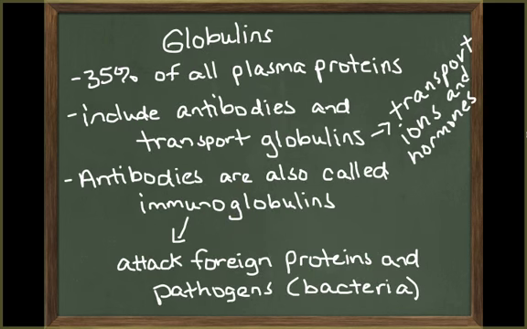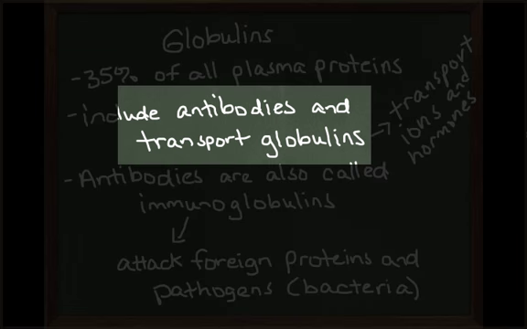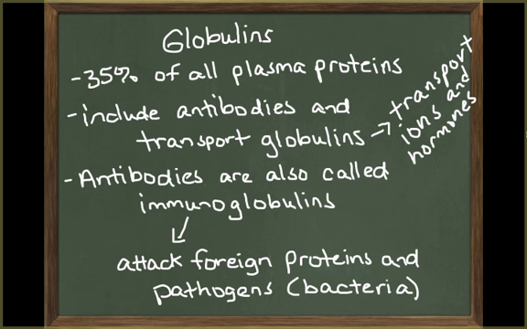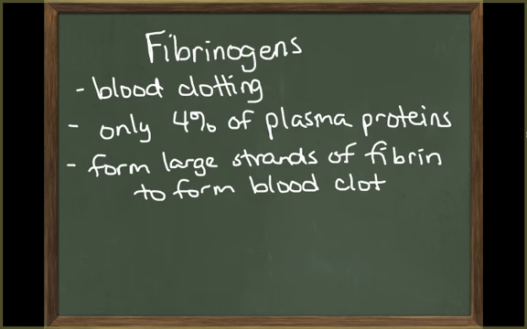Globulins account for 35% of the plasma proteins. 2 important globulins are antibodies and transport globulins. Antibodies, also called immunoglobulins, attack foreign proteins and pathogens like bacteria. Transport globulins bind small ions, hormones, and other compounds. Fibrinogens function in blood clotting and account for only 4% of the plasma proteins. When fibrinogen molecules interact, they form large, insoluble strands of fibrin that form the basic framework for a blood clot.